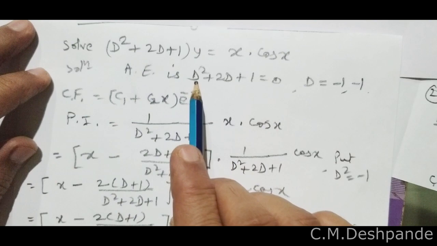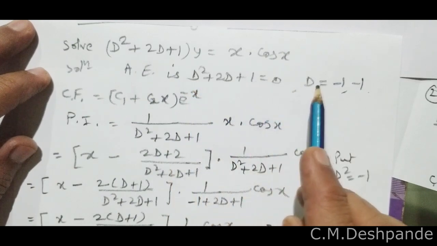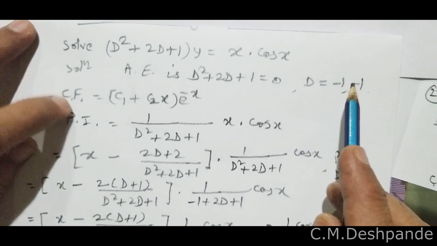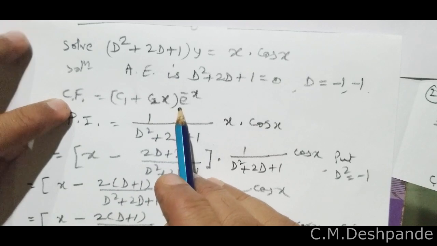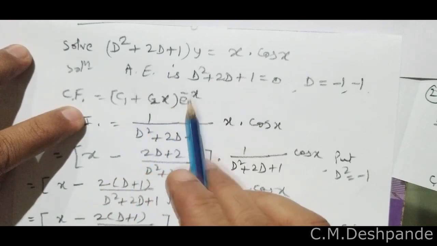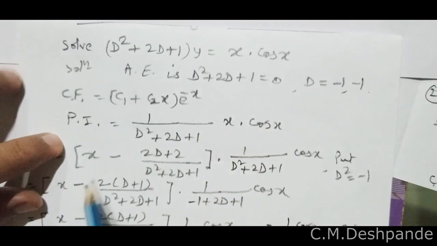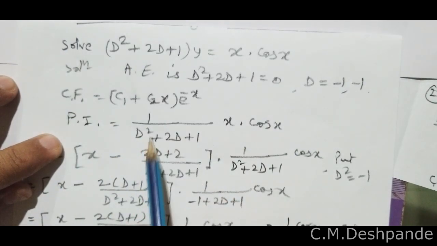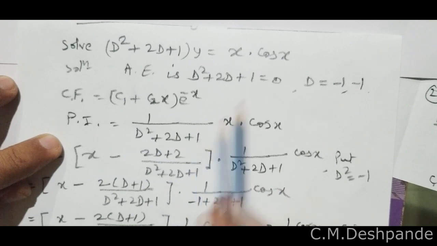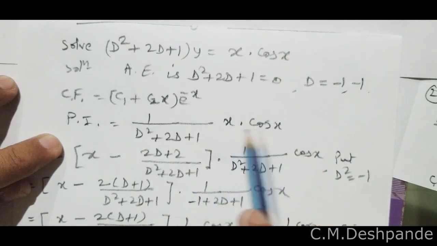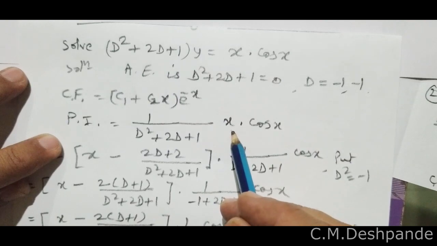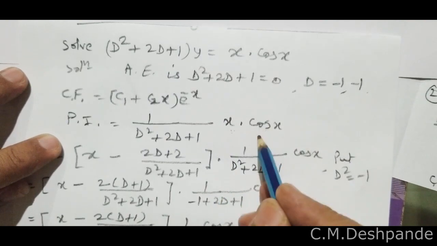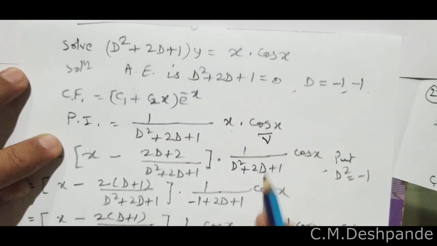Auxiliary equation is D square plus 2D plus 1 equal to 0, gives values of D equal to minus 1 and minus 1. Values of D are real and repeated, so use case number 2. (C1 plus C2 x) into e raised to minus x is the complementary function. PI is given by 1 upon D square plus 2D plus 1 operating on the right side function x into cos x. Now this is a multiplication, and in this multiplication one function is x. Then apply method number 5, x into v, where cos of x becomes v.